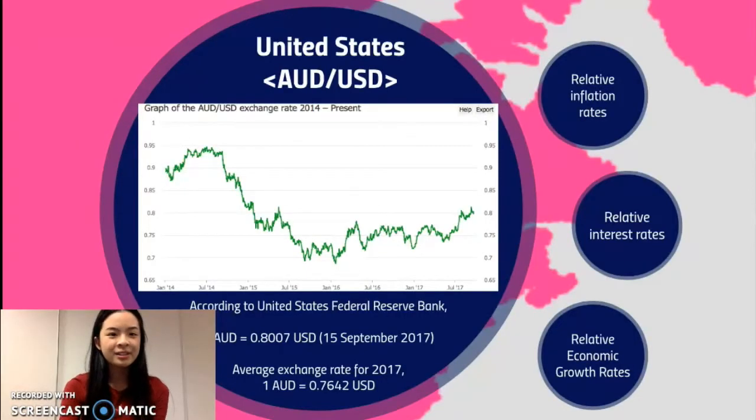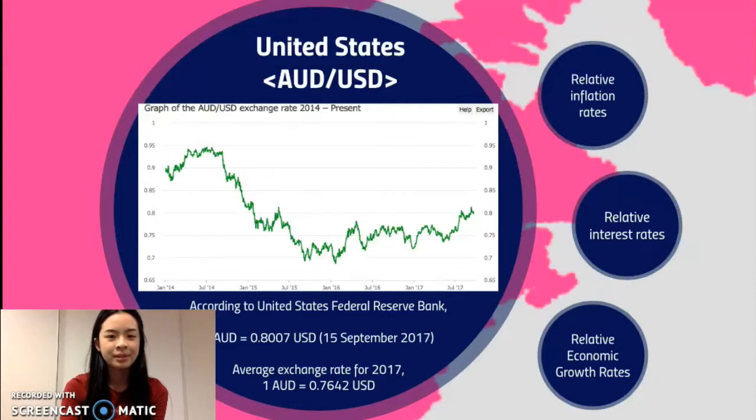The second currency that we will look at is the Australian dollar against the US dollar. According to the US Federal Reserve Bank, the exchange rate for AUD to USD is 1 AUD equals 0.8007 USD, and the average exchange rate from AUD to USD for the year 2017 is 1 AUD equals 0.7642 USD.